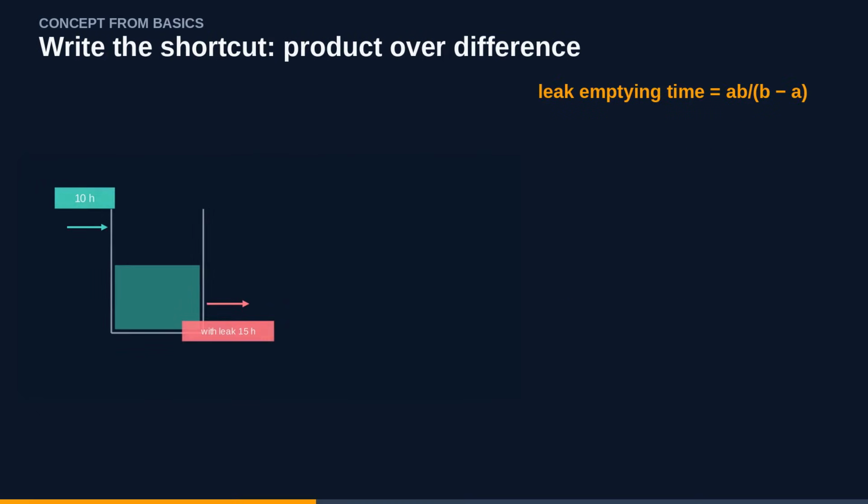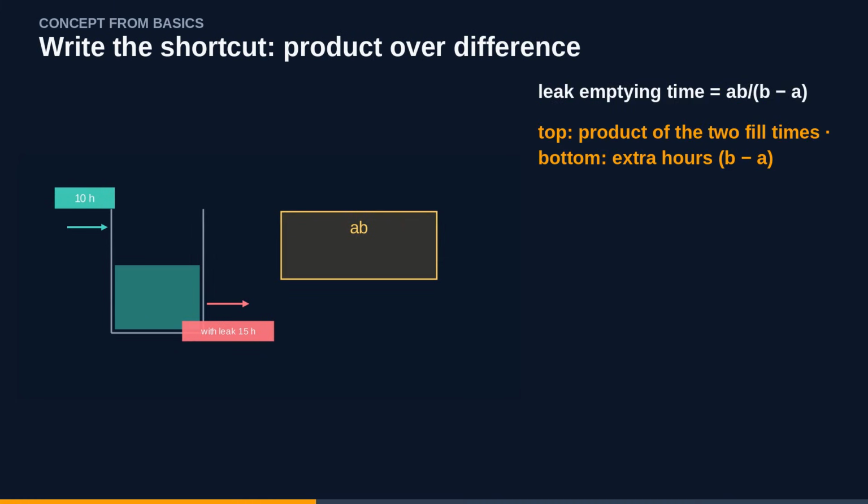Now write the shortcut. The leak's time to empty a full tank on its own is A times B over B minus A, the product of the 2 fill times on top, and below the extra hours the leak added. The same shape as a net fill line, but red for the leak instead of for the tank.